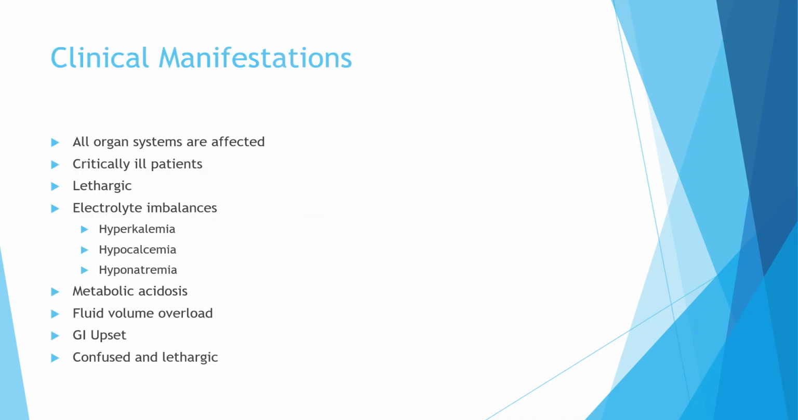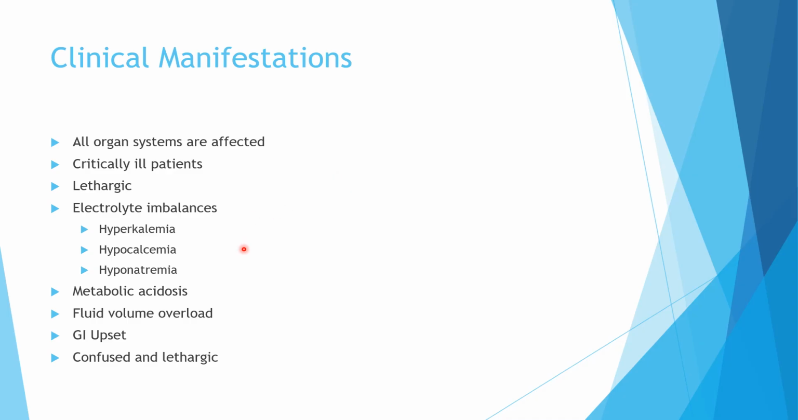So, what are these guys going to look like, right? All organ systems are affected. If we think about all that our kidneys do, they're excreting waste, they're helping maintain blood pressure, they're helping maintain our red blood cell production. So if any cell needs those things, which they all do, then we're going to have some sort of effect from an acute kidney injury. These are pretty critically ill patients, so they might come in lethargic, they might come in encephalopathic because we have this increase in waste, which can cause confusion.